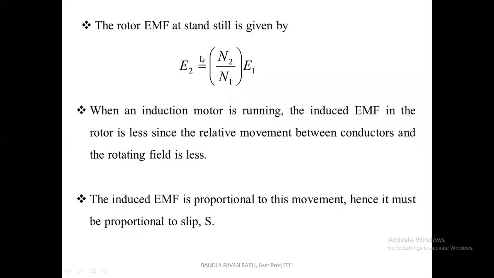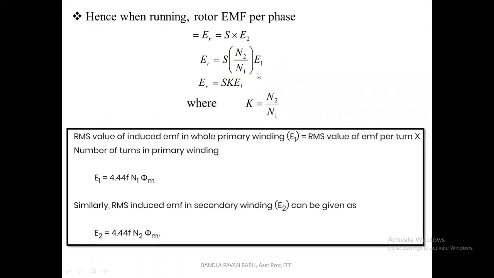Look at this equation, E2 equal to N2 by N1 into E1. We have substituted it here. So finally, what is the equation there? ER, the induced EMF in the rotor, equals S into K into E1. In some textbooks, they will not be discussing the K. What do you mean by K there? Transformation ratio. If they are not particular about this transformation ratio, directly you can write it as ER equal to S into E1.